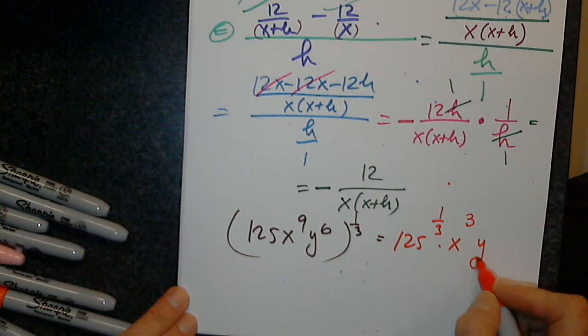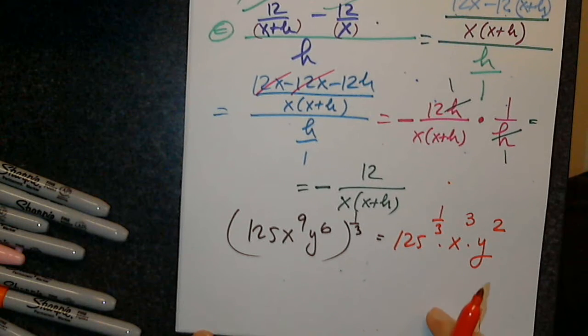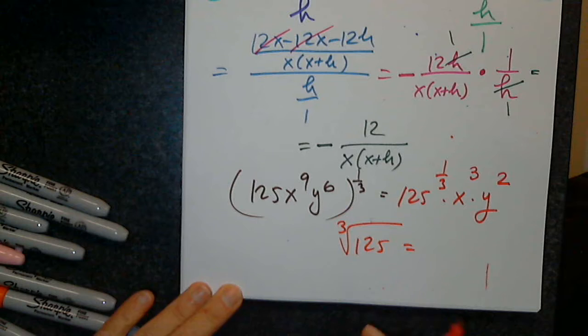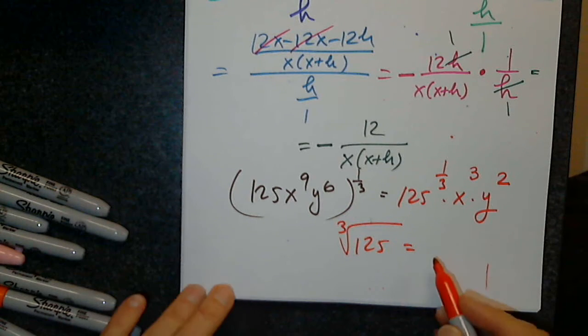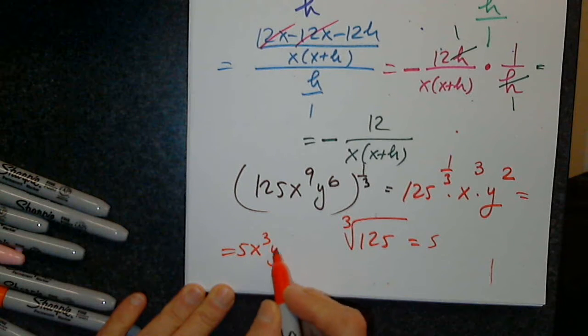Very good. And y multiplied by y to which power? 2. Do we all agree so far? So x cubed y squared is clear. But now what do I do with 125 to 1/3? Yes, indeed. That's all I was going to ask. So this is the cube root of 125, which is 5. So the final simplified form is 5x to the 3rd y squared.